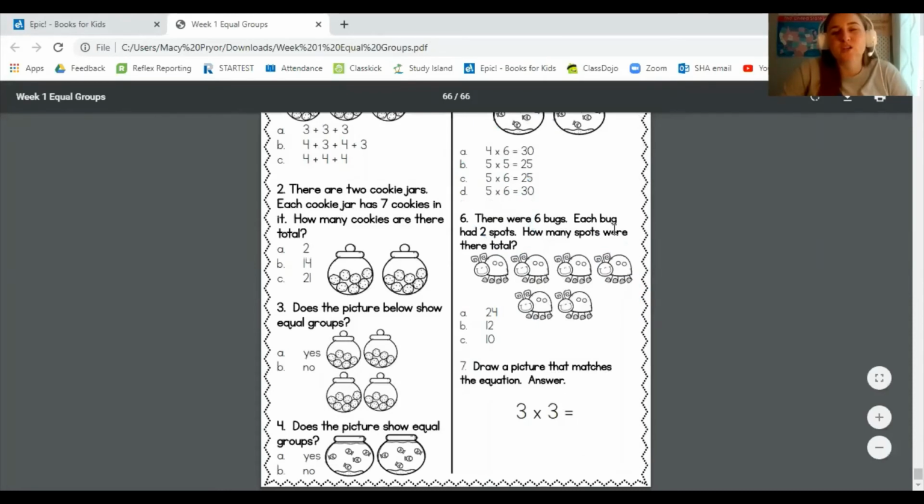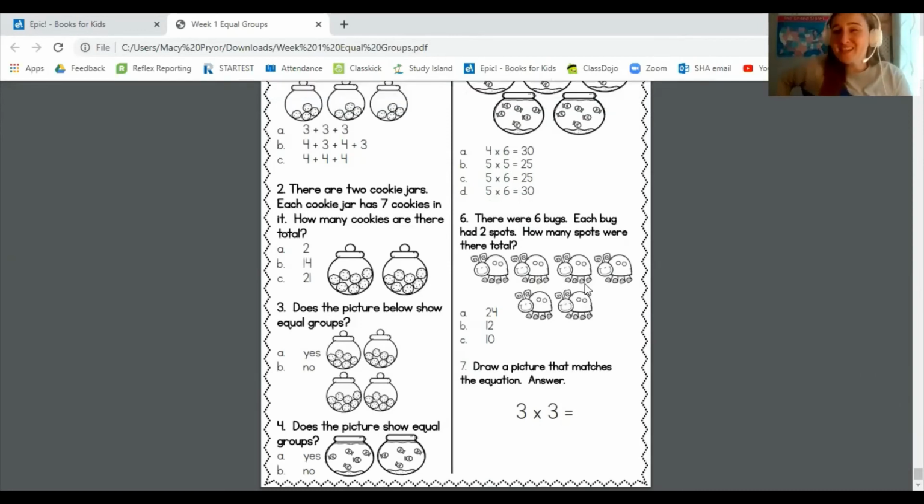Number 6, there are 6 bugs. Each bug has 2 spots. How many spots were there total? Second grade, yesterday we talked about how when you're multiplying by 5, you can count by 5s. You can do the same thing with 2s. You can just count by 2. So 2, 4, 6, 8, 10, 12. There are 12 total. 6 times 2 equals 12.